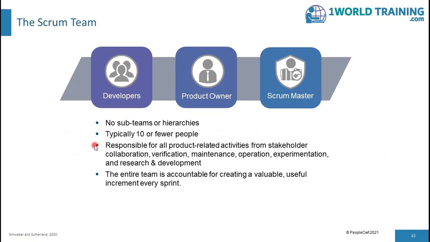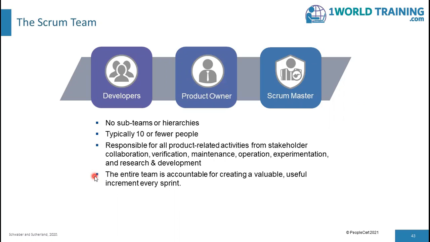They are responsible all together as a team for all product-related activities, from stakeholder collaboration, verification, maintenance, operation, experimentation, and research and development. The entire team is accountable for creating a valuable, useful increment at every sprint. Note the use of the word accountable. Each of the members of the Scrum team, that is the developers, product owner, and Scrum Master, have accountabilities, which will be explained on later slides. But collectively, the team is accountable for achieving the goals of the sprints, that is for every sprint, and the overall product goal.